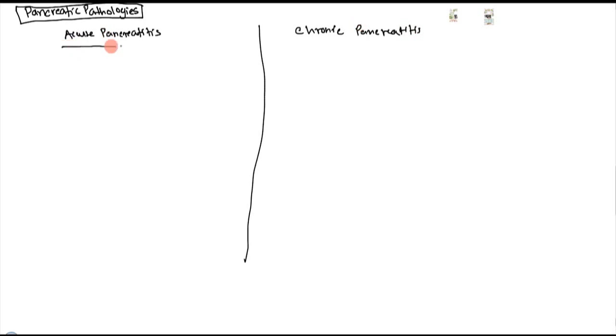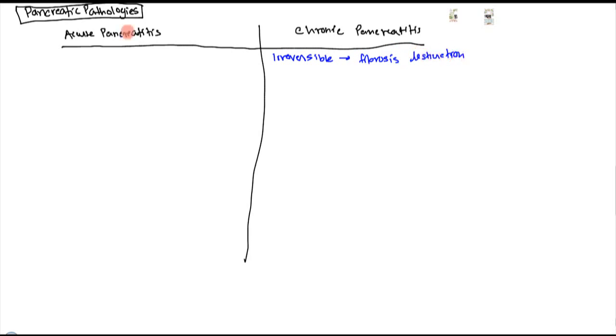The biggest difference between these two is that chronic pancreatitis is basically irreversible. It's irreversible destruction, and the reason is that there's fibrosis and destruction of the exocrine parenchyma. Whereas in acute pancreatitis, the whole issue is that enzymes get inappropriately activated, and that leads to autodigestion. So these are your overall issues, and this is how you tell the differences.